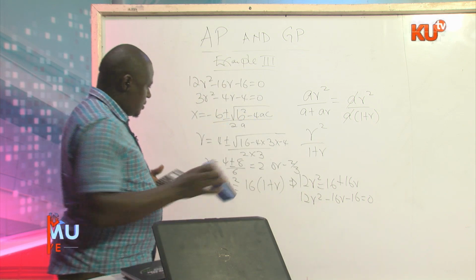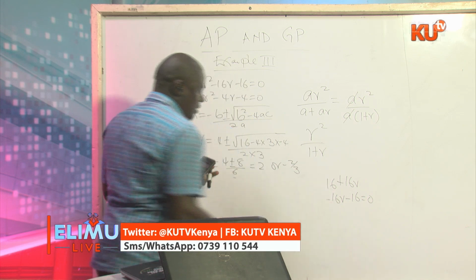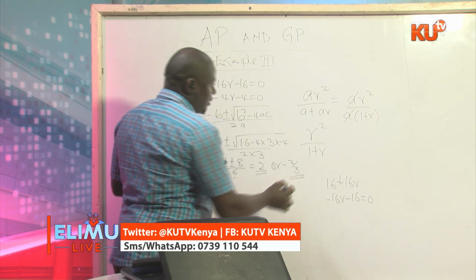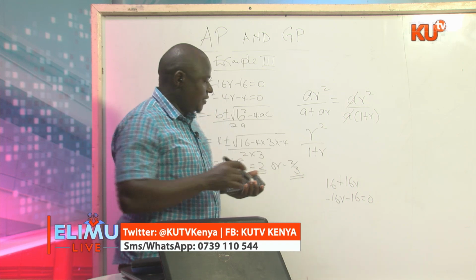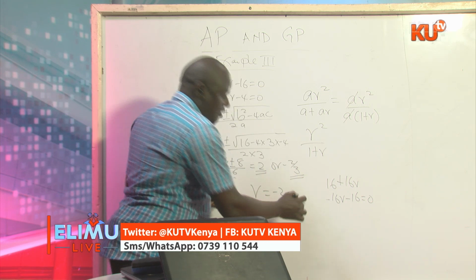Allow me to rub this a bit for us to see. I have worked it out, and our values of R are either 2 or negative 2 over 3. But remember, the examiner said that the first term is larger. So in that case, our R is negative 2 over 3.